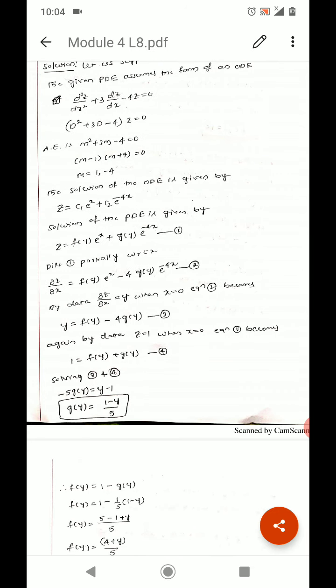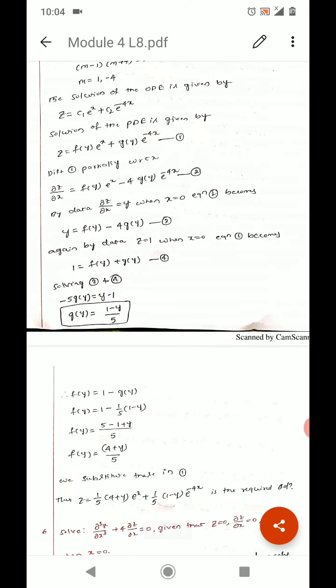Now solve equations 3 and 4. We get minus 5 into g of y is equal to y minus 1, or g of y is equal to (1 minus y) divided by 5. Also f of y is equal to 1 minus g of y. So use the value of g of y. So f of y is equal to 1 minus 1 by 5 of (1 minus y). So that is f of y is equal to, taking 5 as LCM, (5 minus 1 plus y) divided by 5. So f of y becomes (4 plus y) divided by 5.